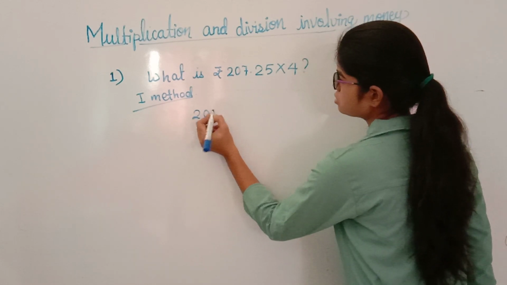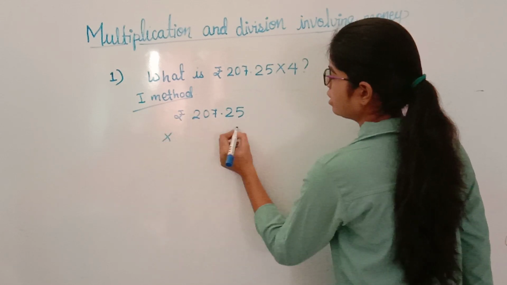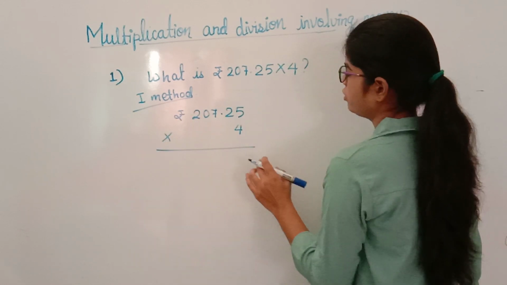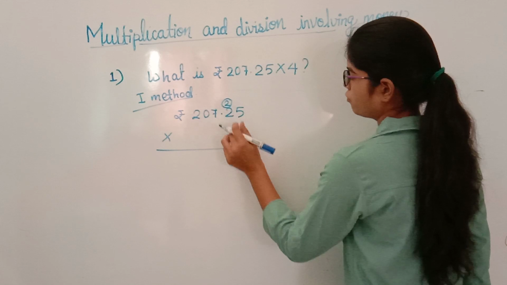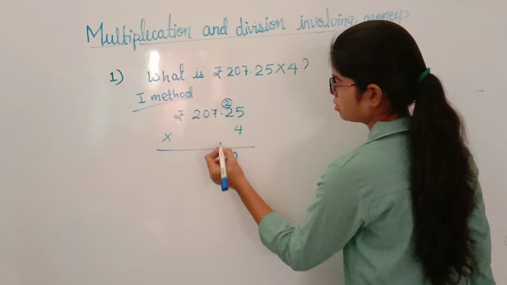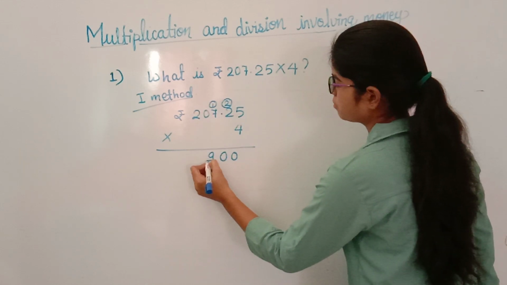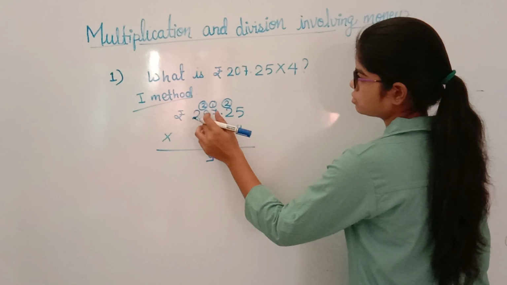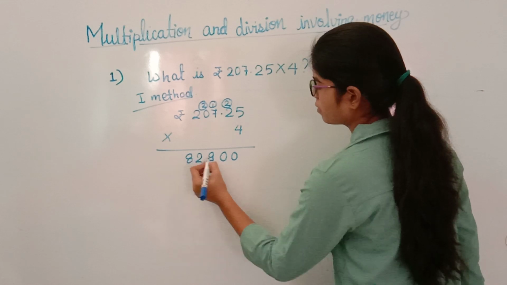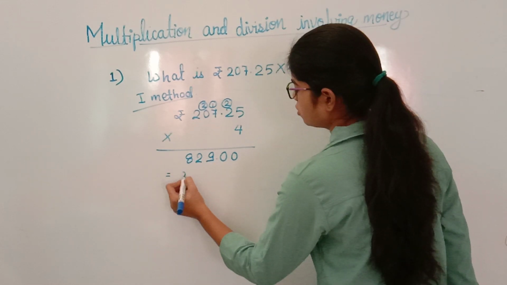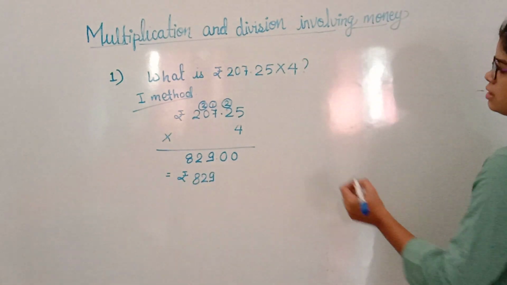So rupees 207.25 multiplied by 4, and we got: 4 5s are 20, carry 2; 4 2s are 8 and 2 is 10, carry 1; 4 7s are 28 and 1 is 29, carry 2; 4 0s are 0, so carry this 2; and 4 2s are 8, and we got the answer rupees 829.